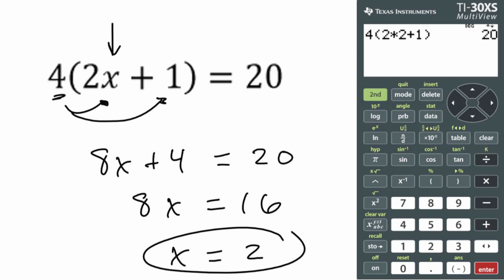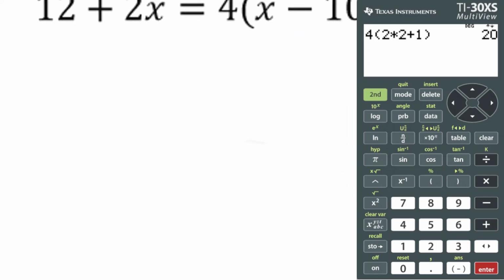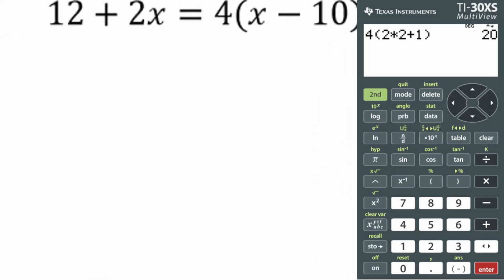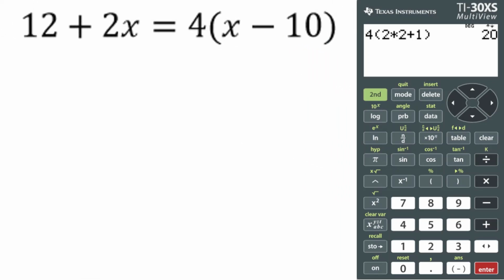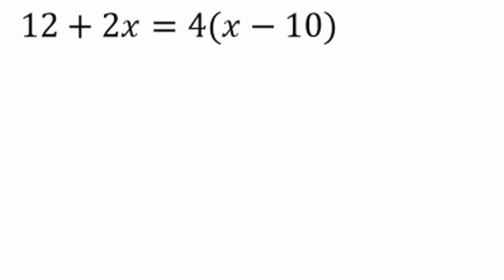which is what the right-hand side is. There's one final problem here, and I'm definitely going to use the distributive property again for this one. So let's see. I'm going to rewrite the right-hand side. Instead of this being what it is, I'm going to write 4x and then minus the number 40. You can see I've distributed this 4 to both the x and the negative 10. So it's now 4x minus 40.